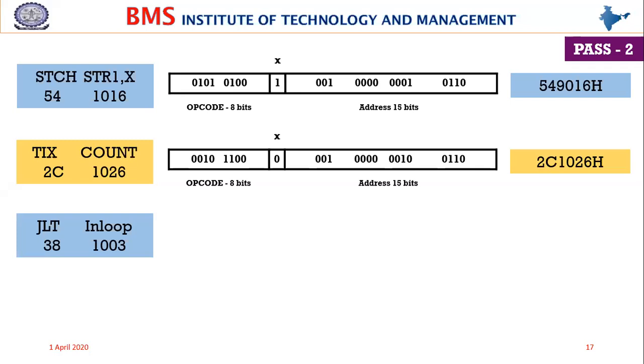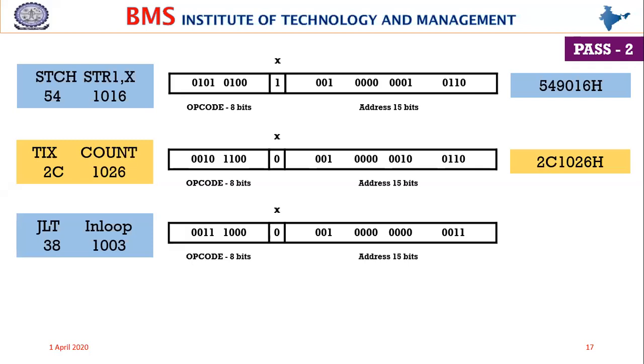So the last instruction is our JLT, wherein we are going to jump to the loop if it is less than. JLT opcode is 38 and the address is 1003. This is how it works. 3 is represented as 0011. 8 is represented as 1 followed by 3 zeros. X is 0 and 1003. This is what is being mentioned. So the object code will be 381003. Exactly.